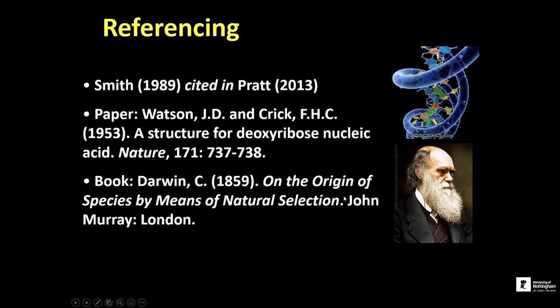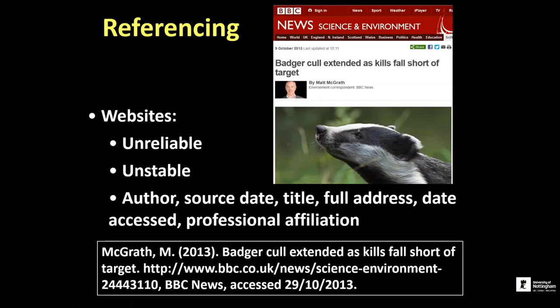And then for a book, the extra piece of information you give is the publisher and the city in which the publisher was based. So in the case of Darwin's original On the Origin of Species, it's John Murray is the publisher in London. So that's a very specific format that we use.